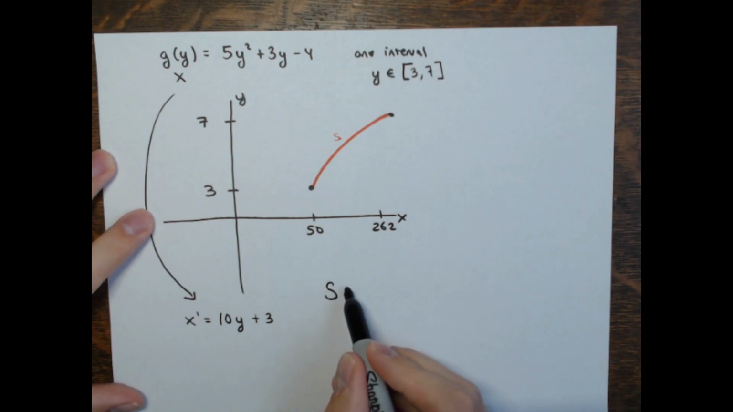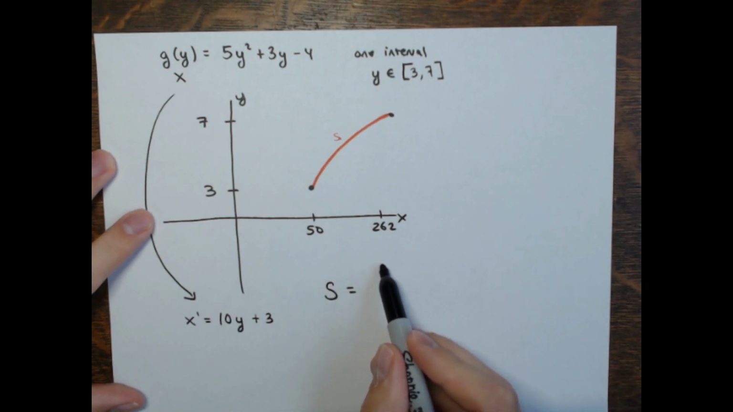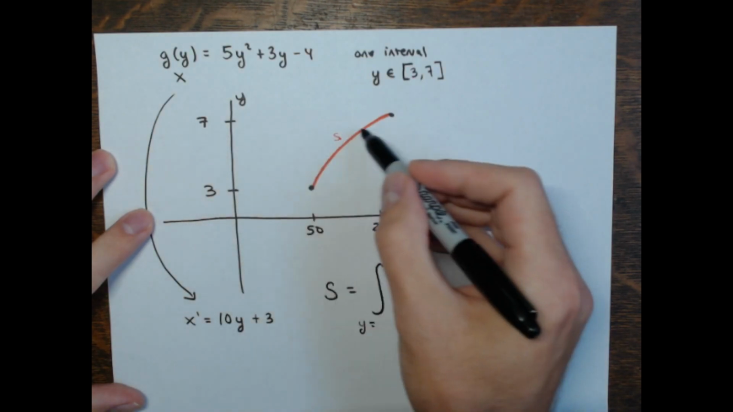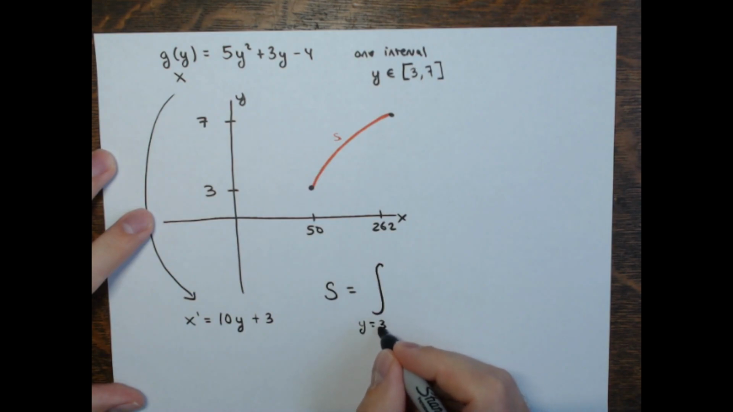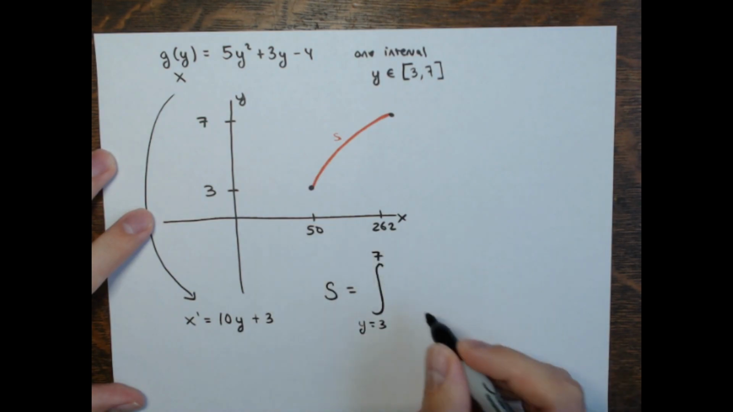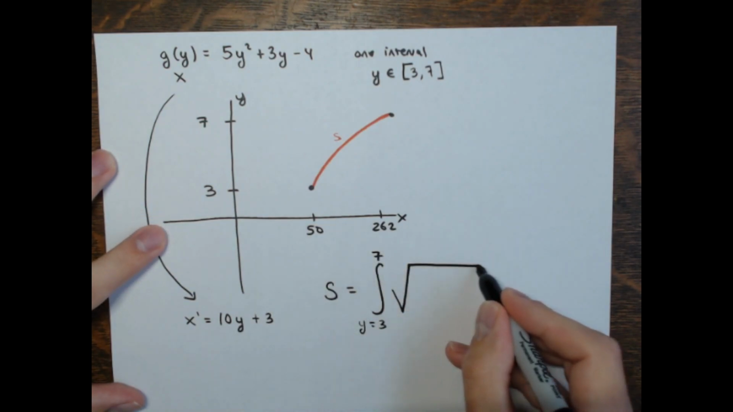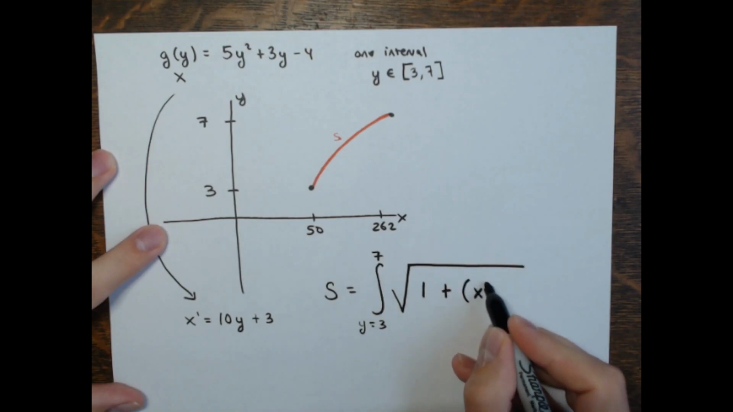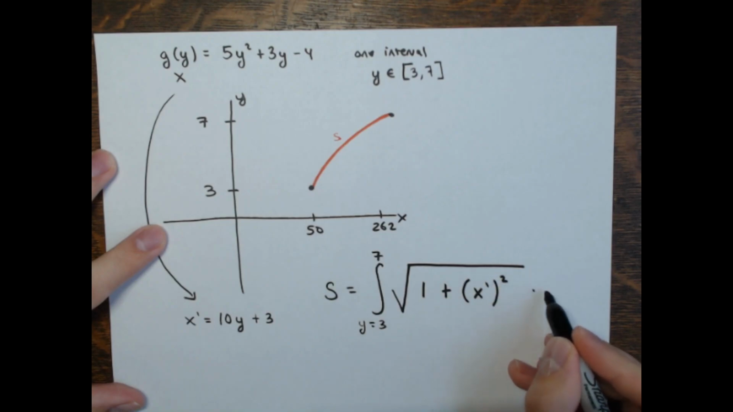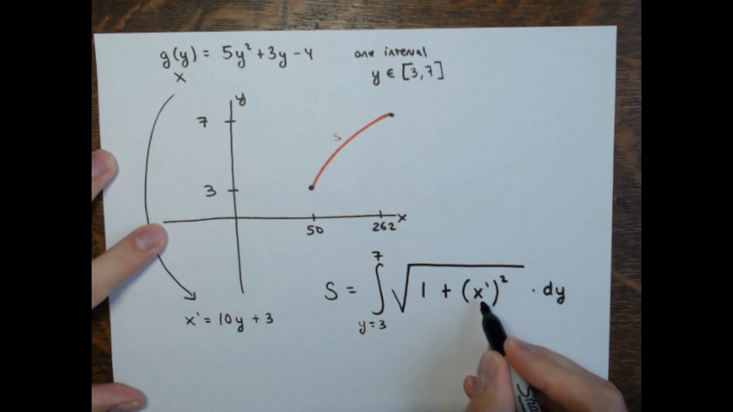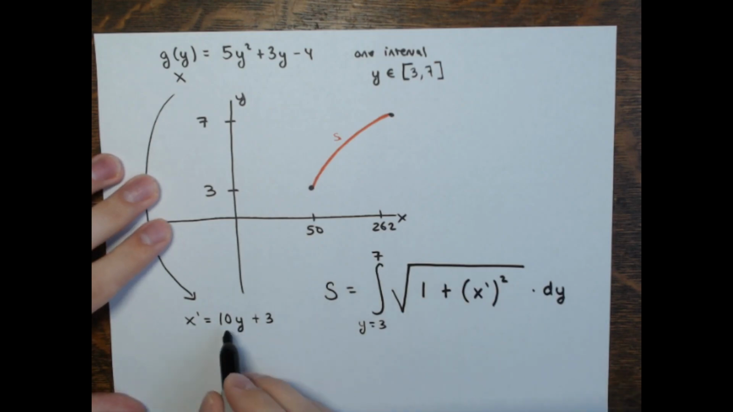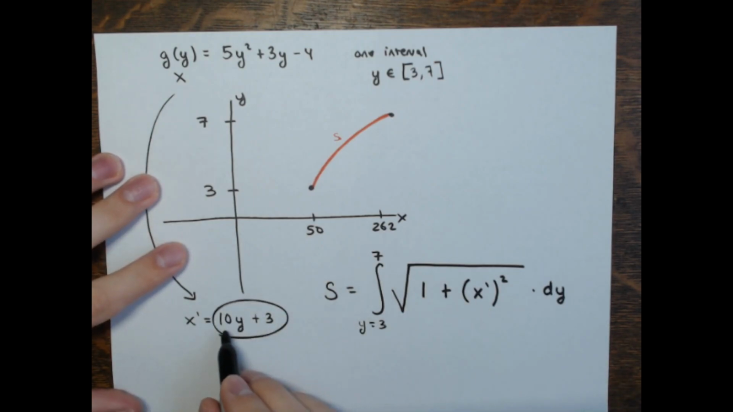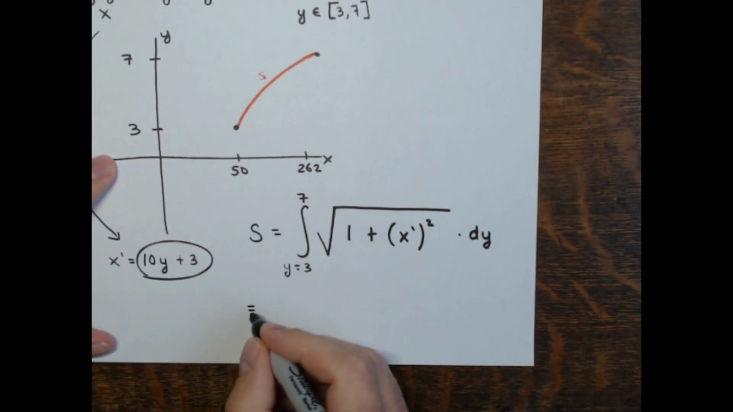And then our arc length, if I'm doing everything in terms of y, is going to be the integral from, our y values over this piece of curve, y equals 3 to 7, of the square root of 1 plus x prime squared, and then times the dy out here. x is a function of y, and I'm putting in for x prime this quantity 10y plus 3.